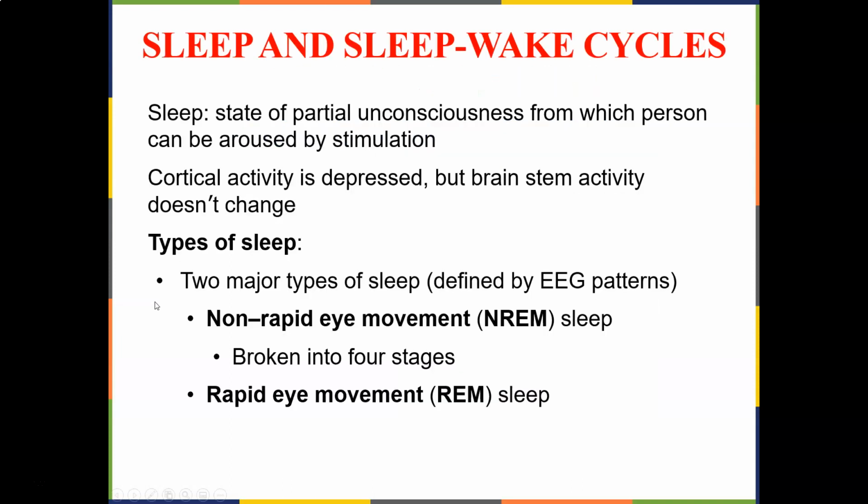All right, so sleep is the state of partial unconsciousness from which a person can be aroused by stimulation. Cortical activity is depressed, but the brainstem activity doesn't change. So cortical meaning your cerebral hemispheres. There's two types of sleep defined by EEG patterns. There's non-rapid eye movement, non-REM sleep, broken into 4 stages. And then there's REM sleep. That's where you heal, and that's where a lot of the neurons get filed away into the right categories.